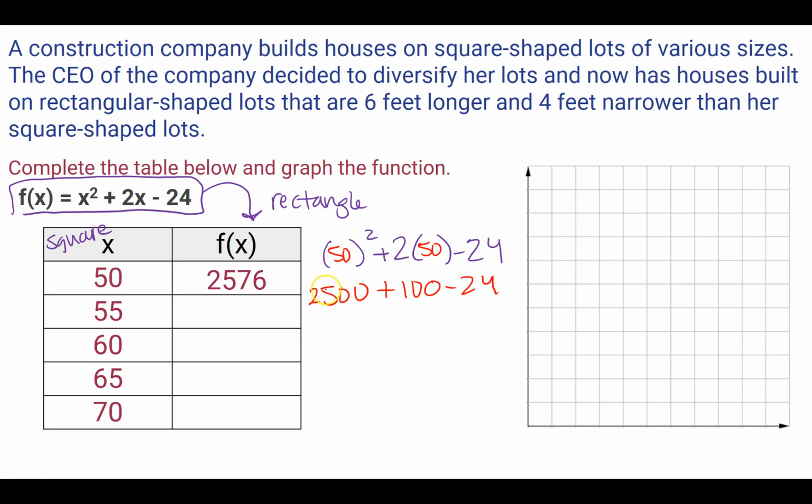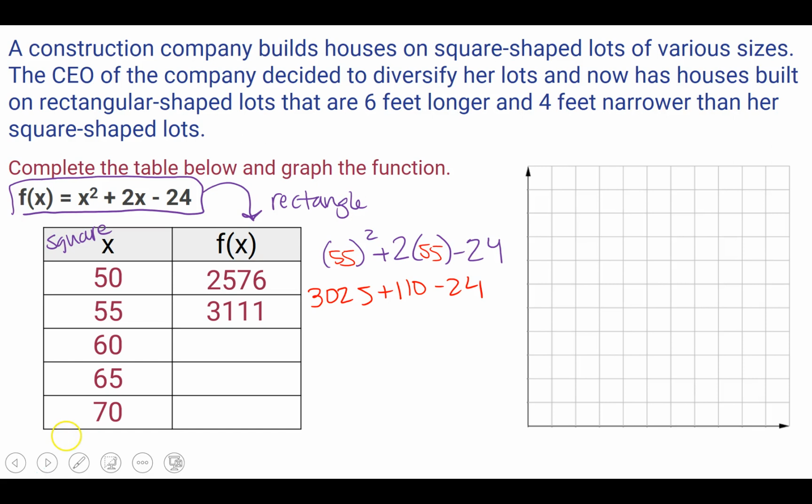All right, we're going to repeat this process over and over again because now we're going to do it again, but we're going to plug in 55. So what is 55 squared? 3,025. Okay, plus 2 times 55 is 110. So what is 3,025 plus 110 and then minus 24? That's 3,111.